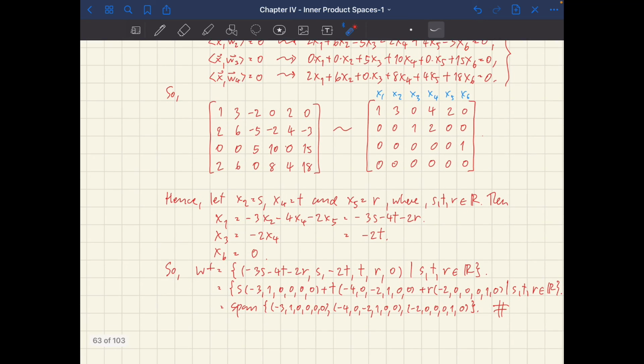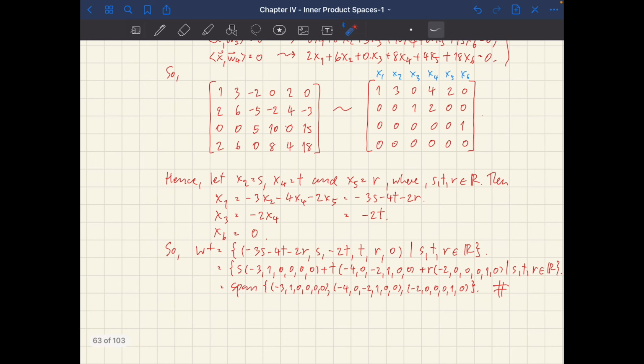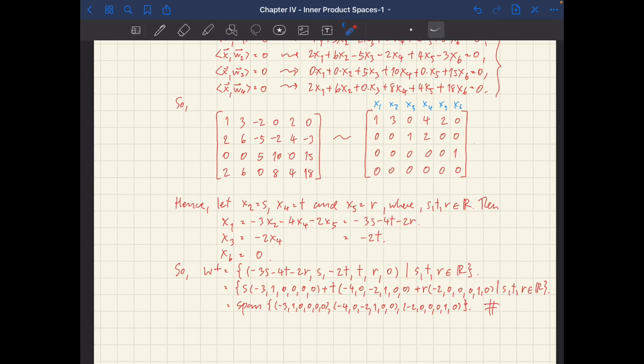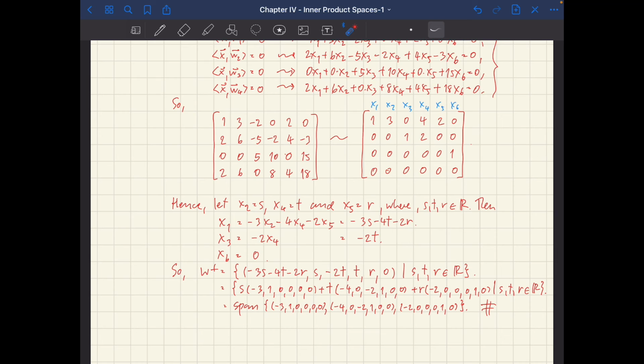So we can find that W perp is the set of x1, x2, x3, x4, x5, and x6, right? It's a 6-tuple, and now we already know the relationship between x1, x2, x3, x4, x5, and x6. So x1 is equal to minus 3s minus t minus 4t and minus 2r, and x2 is s, x3 is minus 2t, x4 is t, x5 is r, and x6 is 0, where s, r, t are any scalars or any real numbers.